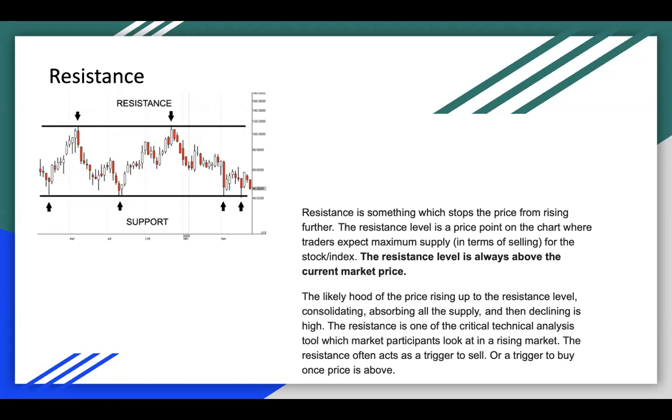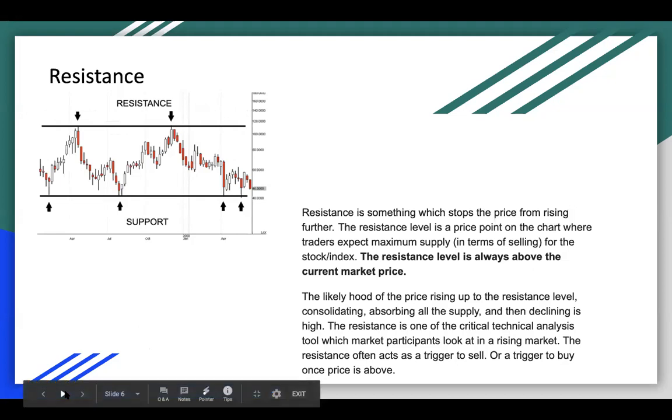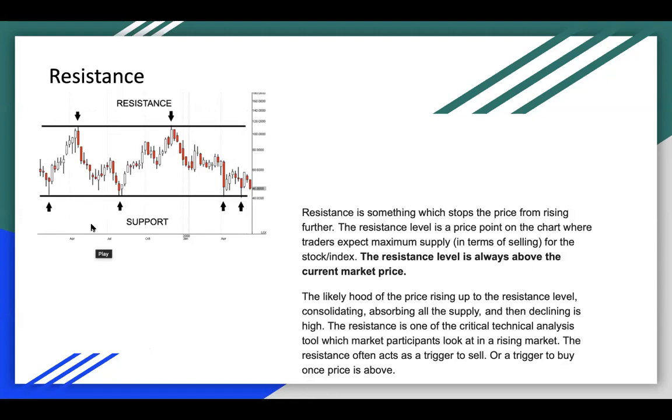The likelihood of the price rising up to the resistance level, consolidating, absorbing all the supply, and then declining is high. The resistance is one of the critical technical analysis tools which market participants look at in a rising market. The resistance often acts as a trigger to sell.